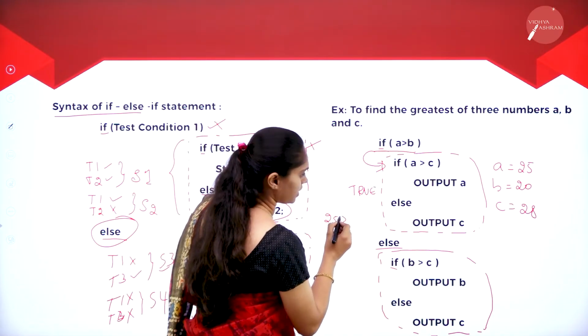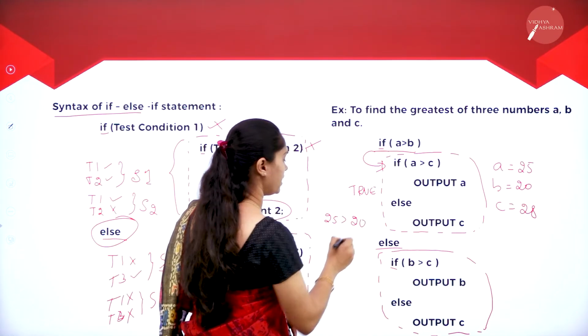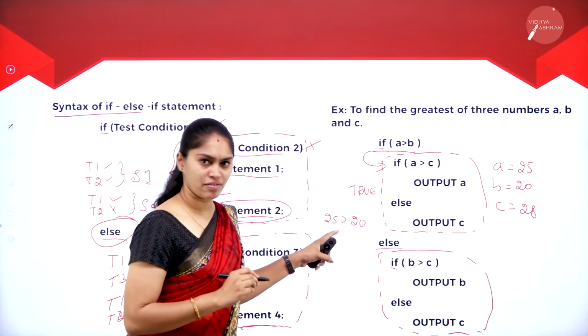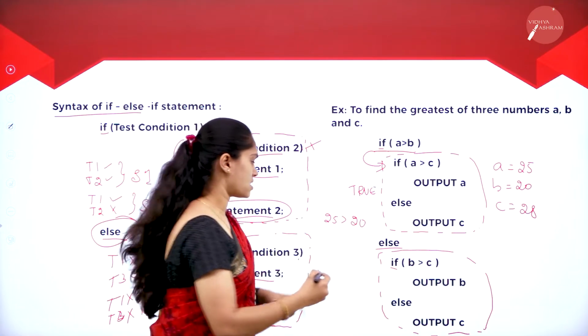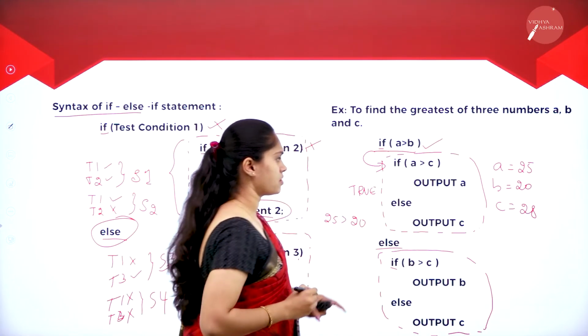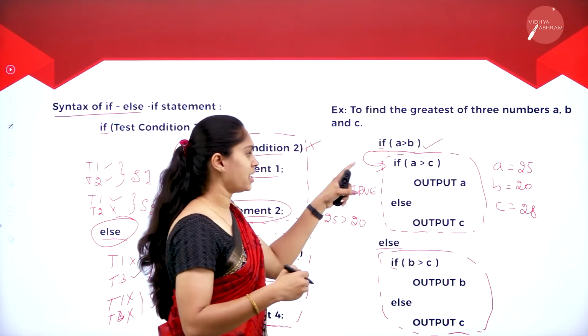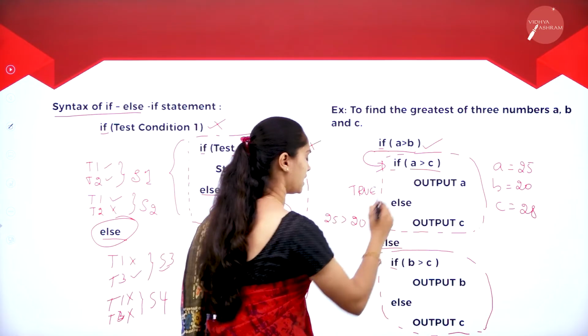25 is greater than what? B, that is 20. Is 25 greater than 20? Yes, it becomes true. If it is true, then it will come to the if part. That is what? If A is greater than C.